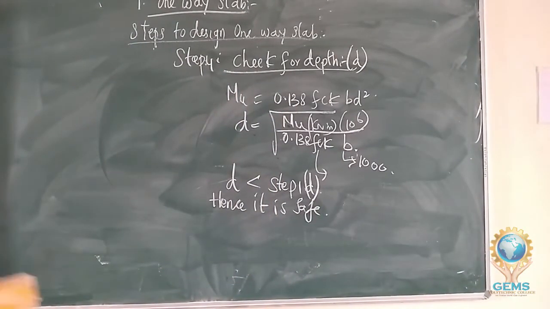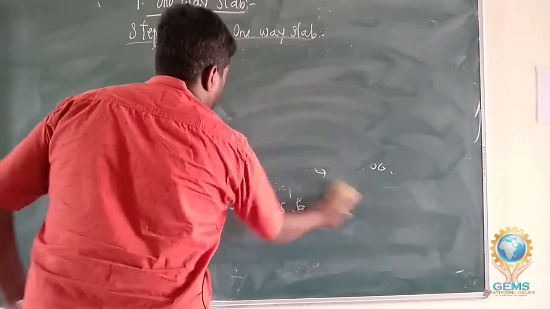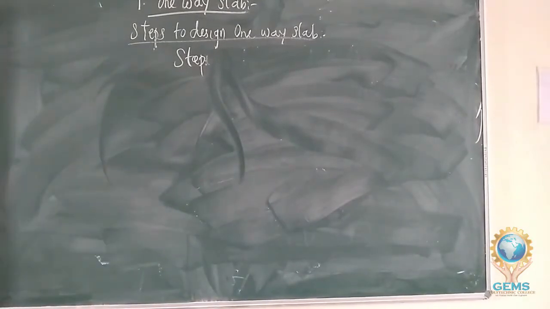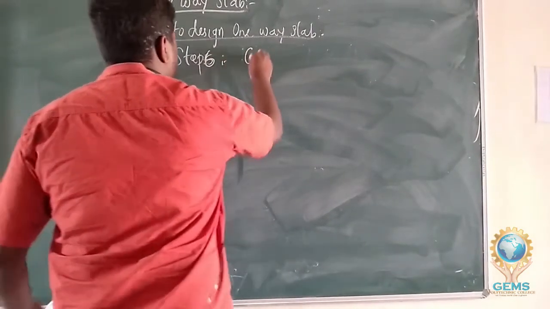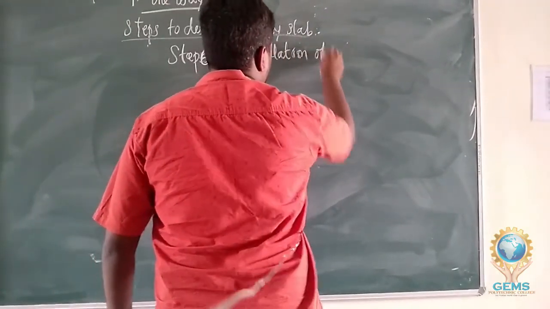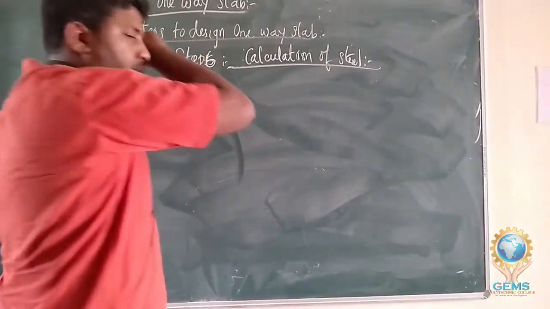Your step number 5 is calculation of Ast, the area of steel reinforcement. You must calculate how much area is required for placing the main bar steel reinforcement. Step number 6 is calculation of steel. There is a simple formula, which you are already studying in your shear reinforcement, right?